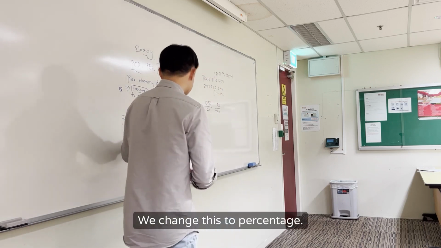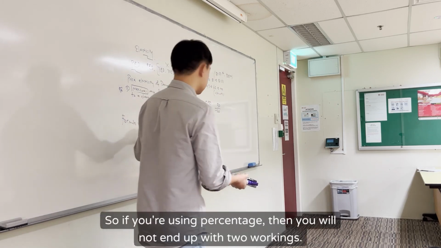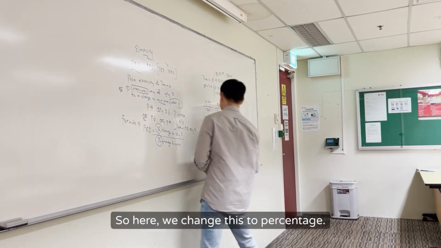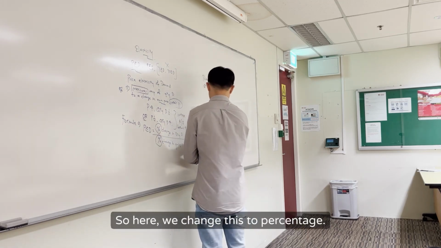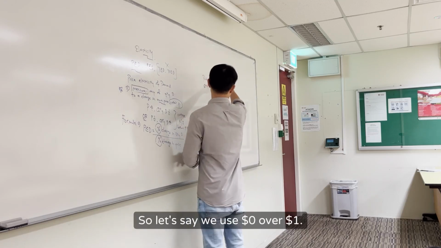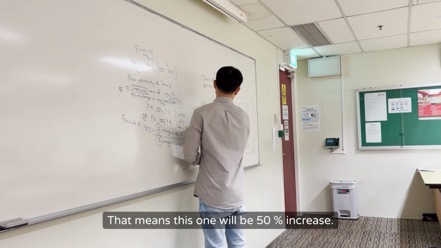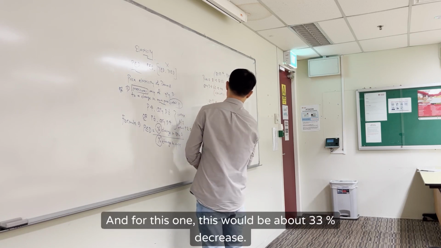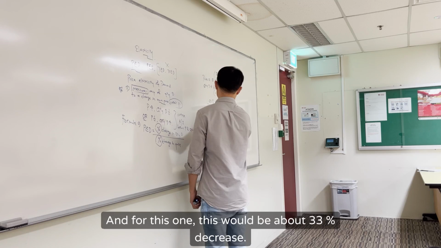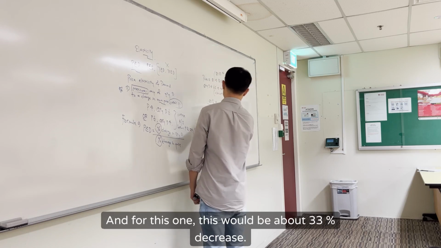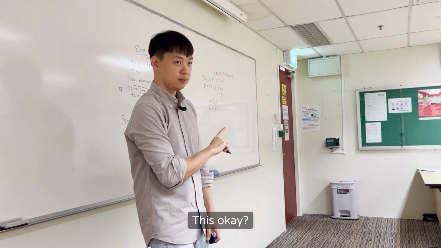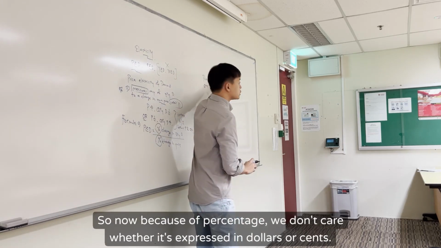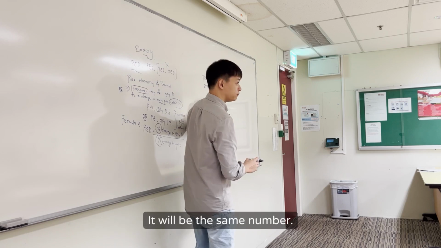We change this to percentage. If you use percentage, then you will not end up with two workings, right? You can just have one. So here we change this to percentage. Let's say we use 50 cents over $1. That means this one will be a 50% increase. Then for this one, this will be about a 33% decrease. Makes sense? So now because of percentage, we don't care whether you express in dollars or cents. It doesn't matter. It will be the same number, right?